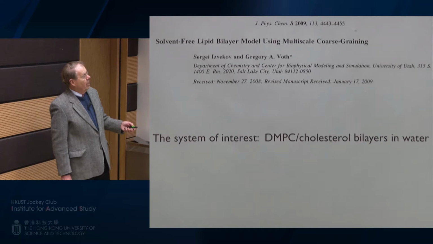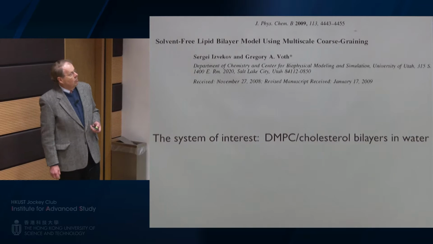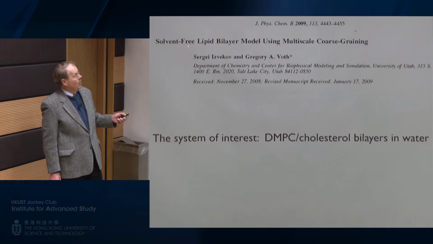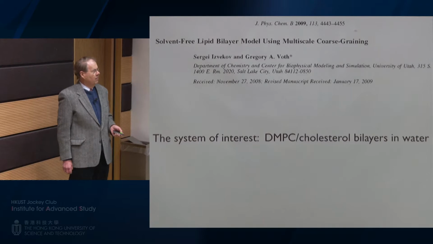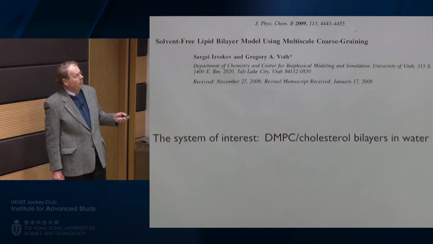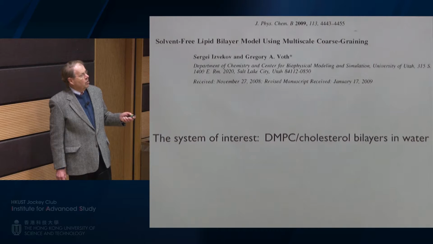Since these phospholipids are so much like membranes, many people have been studying and developing models for lipid bilayers. And one of the first applications of the MSCG method was to develop a coarse-grained model of these phospholipids. This is about the third paper of that type. The method was developed, and there are some interesting results in the first two papers, but this third paper I think is particularly important.